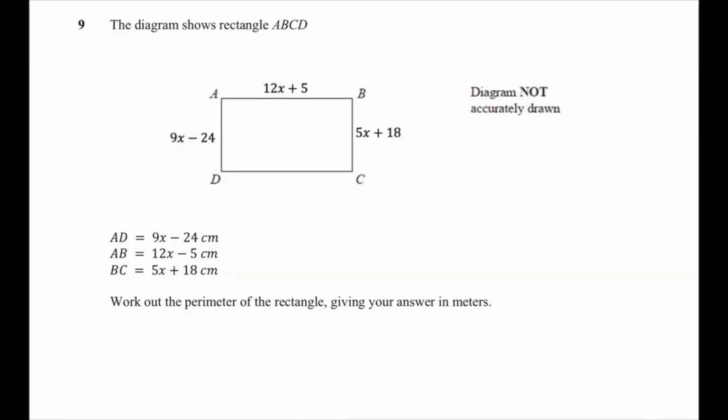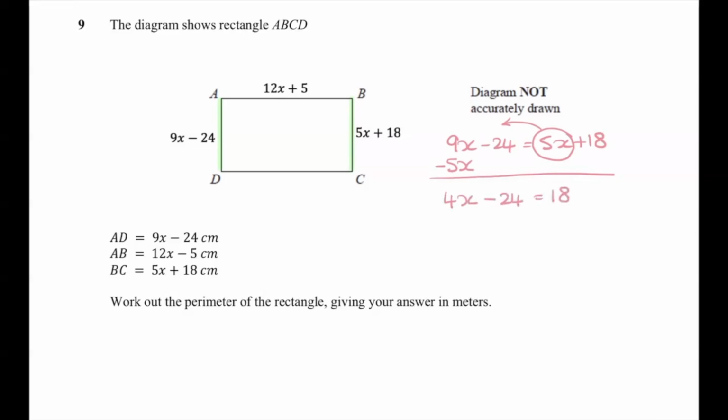I know that opposite edges are equal. I therefore know that 9x minus 24 must equal 5x plus 18. That's my equation that I now have to solve. First thing I want to do is locate the smallest set of x's and bring them to the other side. It's positive that side, so it'll land as a take, and then tidy that up. 9 take 5 means I've got 4 x's left. Still got my minus 24, and it's equaling 18.